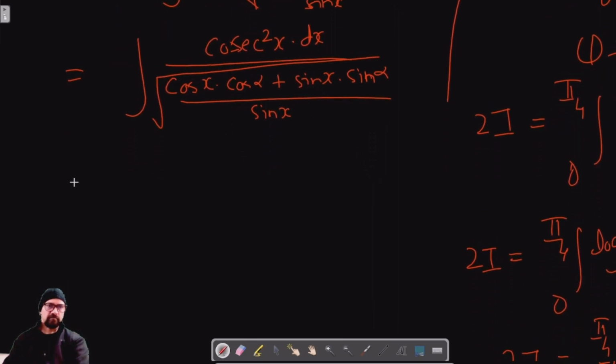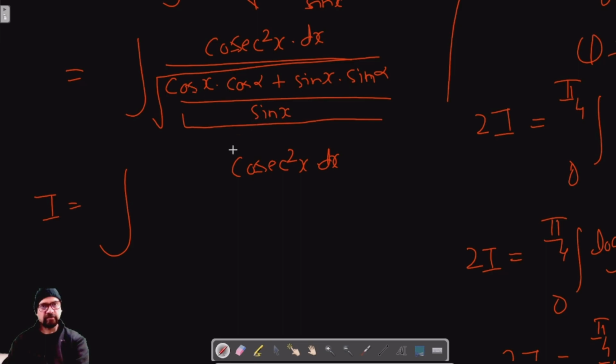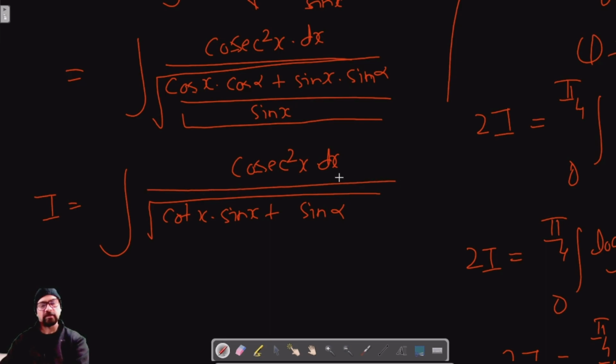So our integral is now the integral of cosecant square x into dx, and under the root, cos by sine is cot x. So this is cot x into cos alpha, and sine by sine gets cancelled, so this is only sine alpha here. This is all under the root.